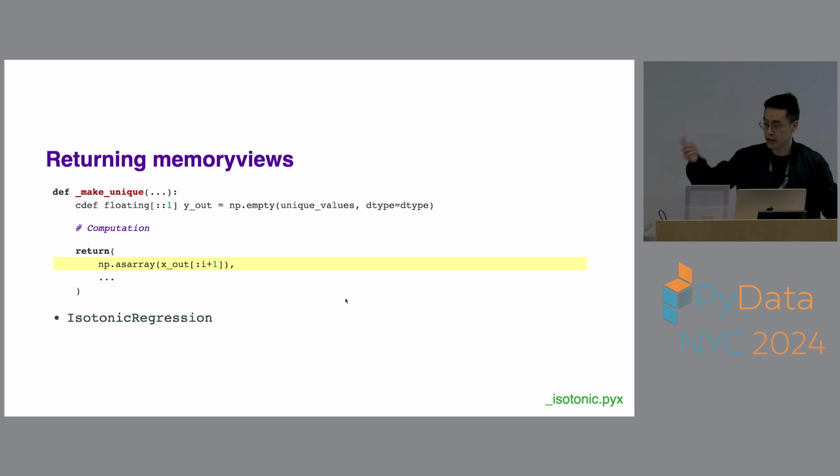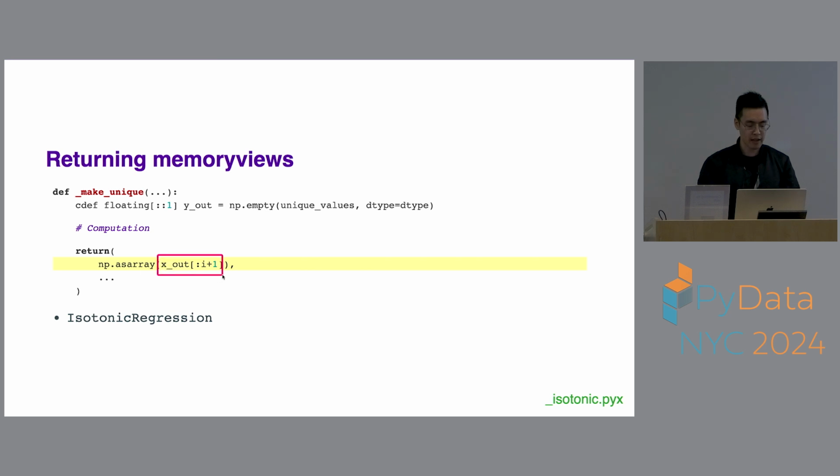The next bit is returning memory views. And this is isotonic regression. I don't normally recommend returning memory views. So this X_out object is a memory view, but normal Python developers don't know what to do with these objects. So I would always wrap them in a NumPy array, so users are familiar with them. So I always wrap it. And using asarray on this memory view is a no-copy thing. So it doesn't copy any data, it just wraps it and sends it back. So it's very nice. So, memory view. Isotonic regression, also a core algorithm.